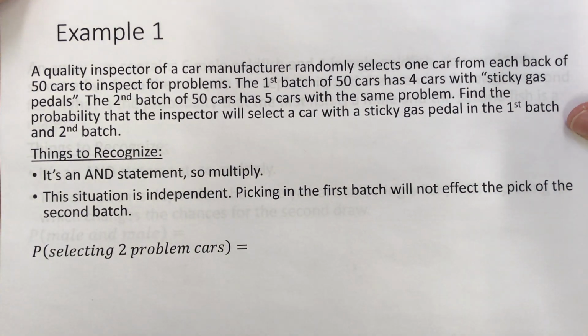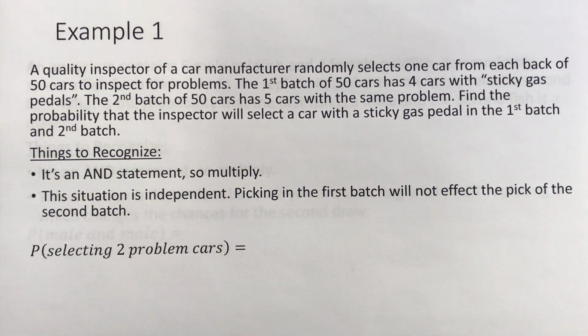This first one is about a quality inspector of a car manufacturer randomly selects one car from each batch of 50 cars to inspect for problems. The first batch of 50 cars has 4 cars with sticky gas pedals, and the second batch of 50 cars has 5 cars with the same problem. Find the probability that the inspector will select a car with a sticky gas pedal in the first batch and second batch. Okay, so things to recognize.